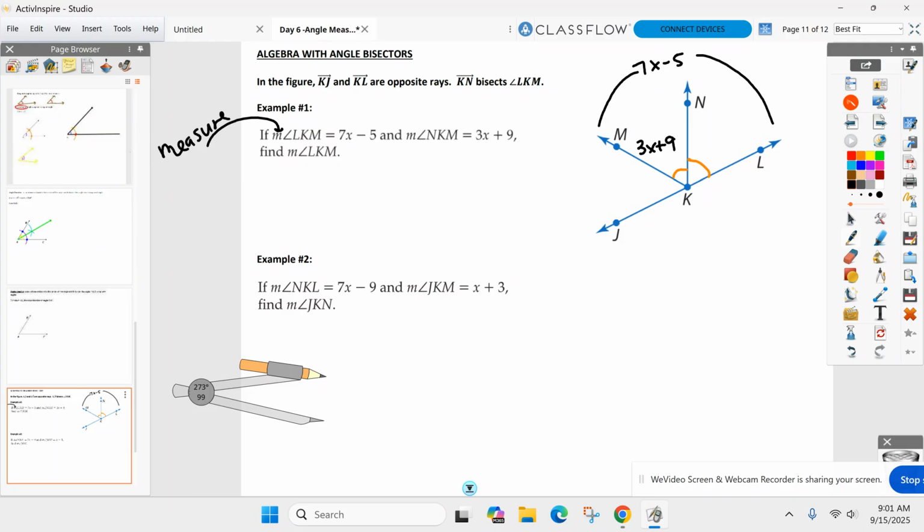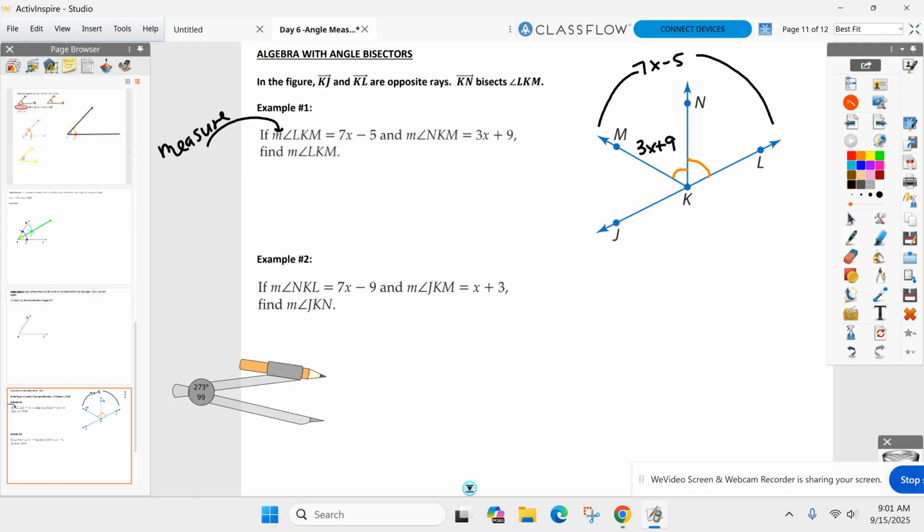What's the measure of LKM? Meaning how many degrees? So we need to set up an equation with the 3x plus 9 and the 7x minus 5 to solve for x so we can find the angle measure. The whole thing's 7x minus 5. That angle's 3x plus 9. And we have to find what x is so I can find the degree measure.